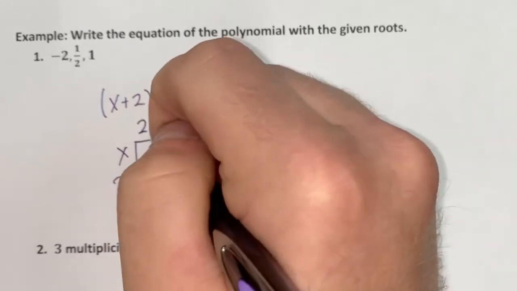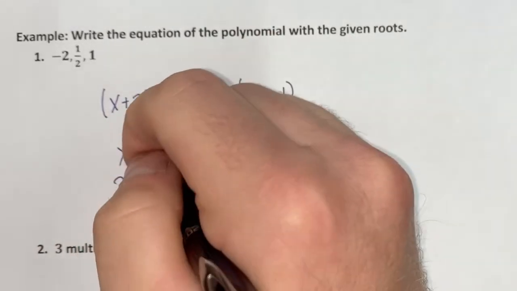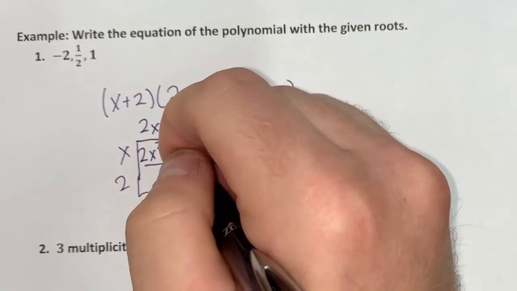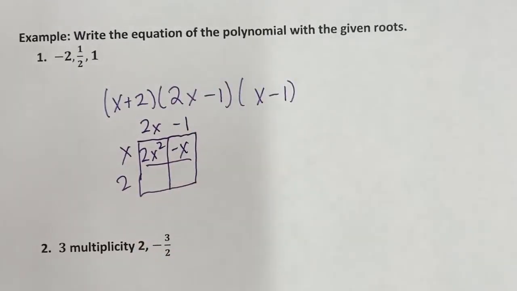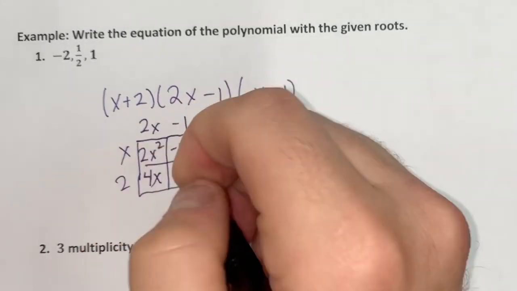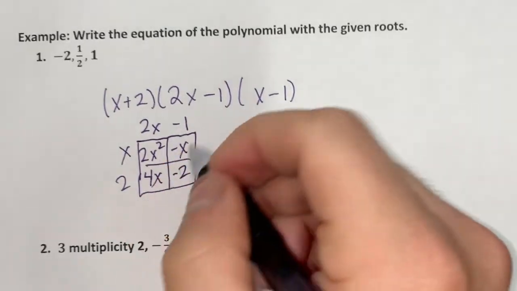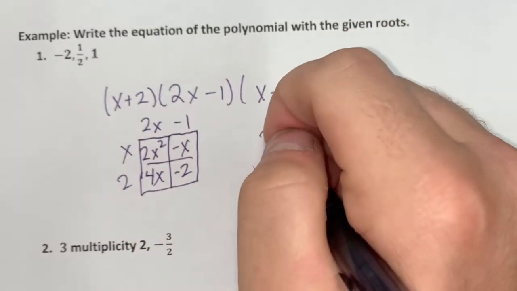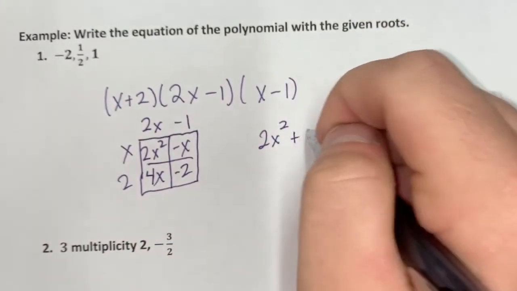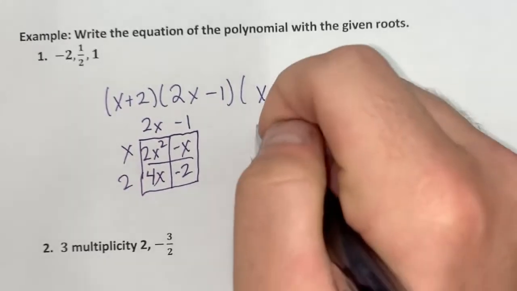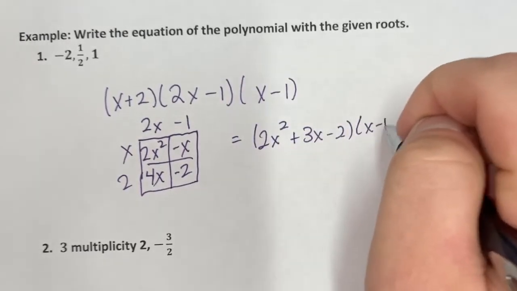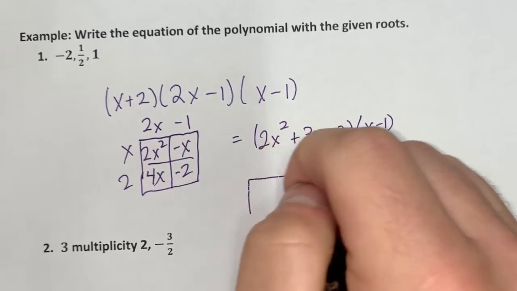x plus 2 and 2x minus 1, that gives me 2x squared. x times negative 1 is negative x. 2 times 2x is 4x, and 2 times negative 1 is negative 2. We combine like terms. So we get 2x squared plus 3x minus 2 times x minus 1. And then we can draw a box for that.